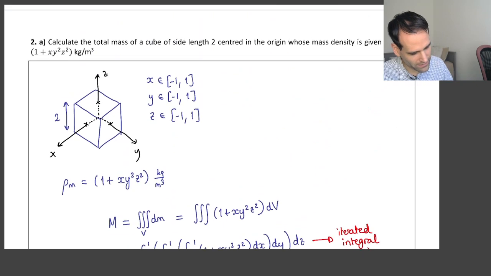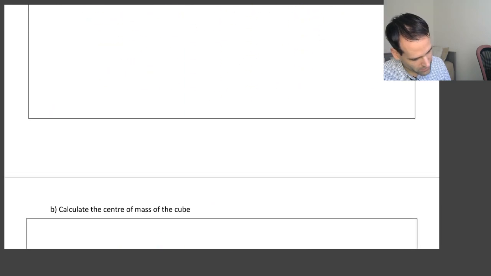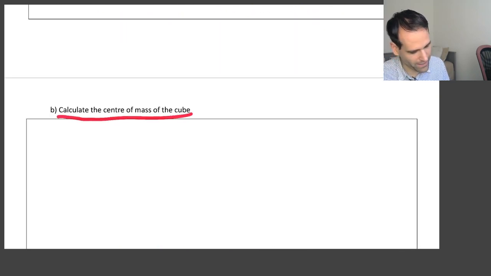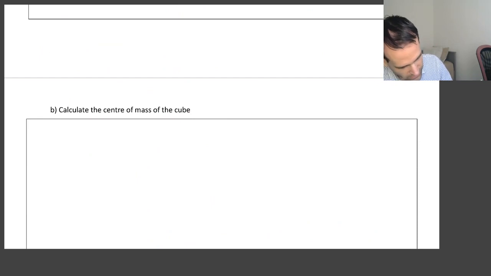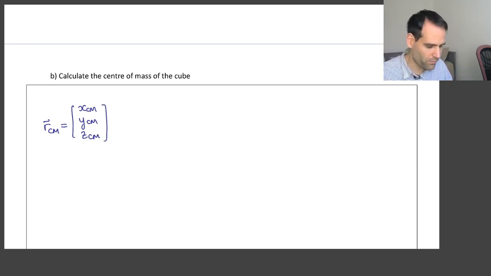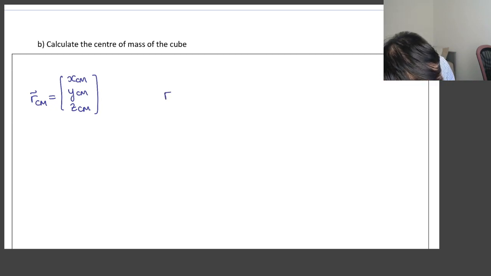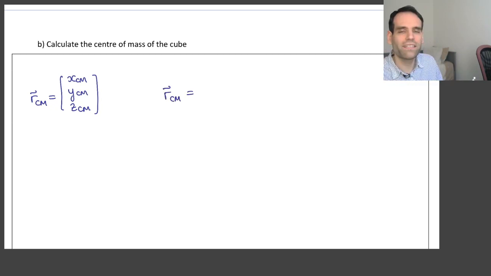But now let's move on to part B, which is focused on the same cube with the same density. Part B asks, calculate the center of mass of this cube, okay? So the center of mass now is a three-dimensional vector, which is given by three components: the x component of the center of mass, the y component of the center of mass, and the z component of the center of mass. And although I haven't explicitly told you how to calculate centers of mass using triple integrals, by analogy with single and double integrals, you can guess that the center of mass is simply the weighted average of the position vector weighted by the density, okay?